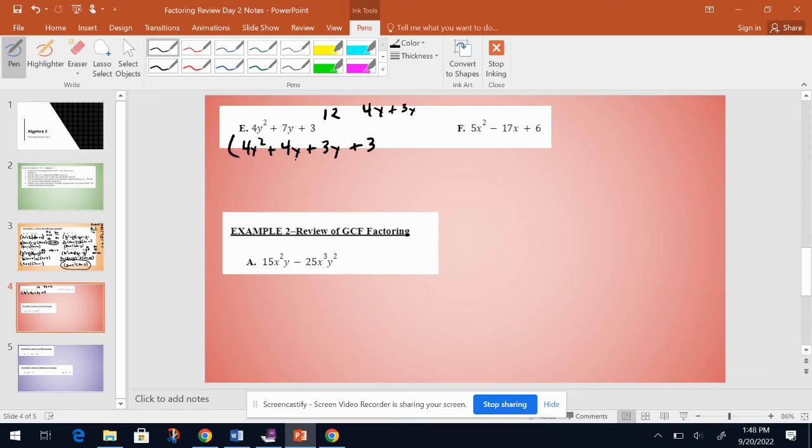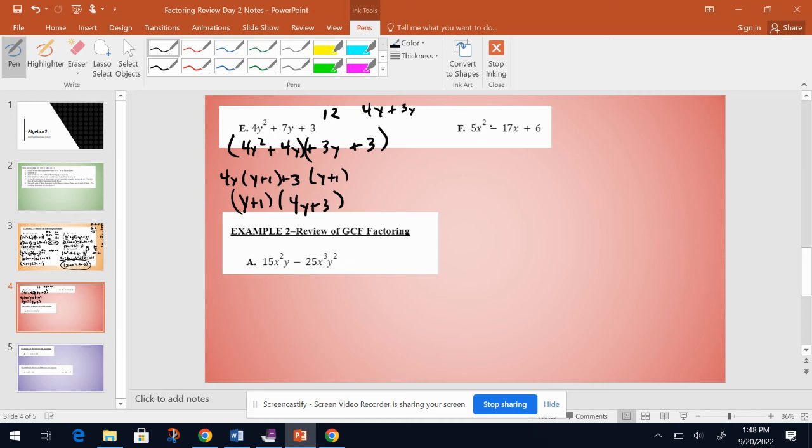Okay, so again, when I factor by grouping, take a look at what happens. I take out a 4y, leaves me with y plus 1. I take out a 3, it leaves me with a y plus 1. So I'm left with y plus 1 times 4y plus 3.